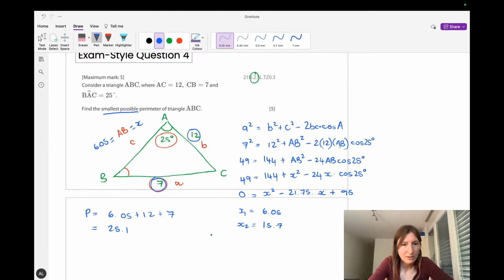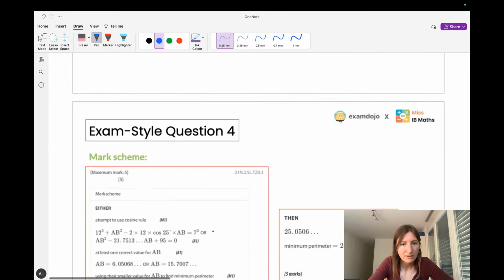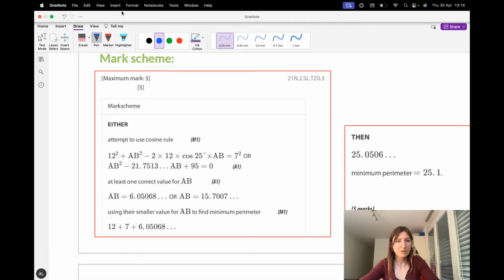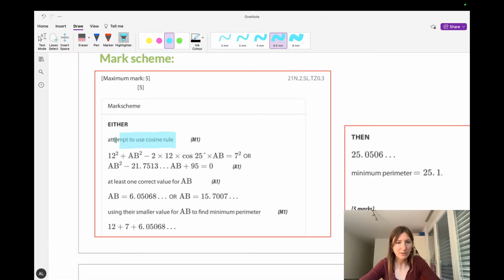Okay, and that was a lovely 5 marks. So let's have a look at that. We have attempt to use cosine rule. Love that for us, just an attempt. At least one correct value for AB is a mark, so that's also very nice. So if you didn't get both, you'd have those 2 values, and then using your smaller value to find the perimeter.